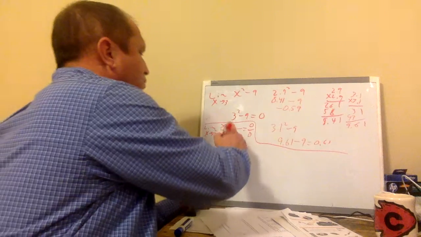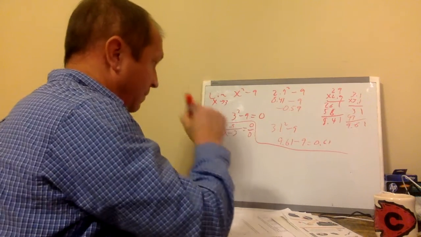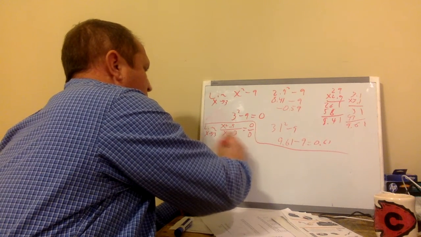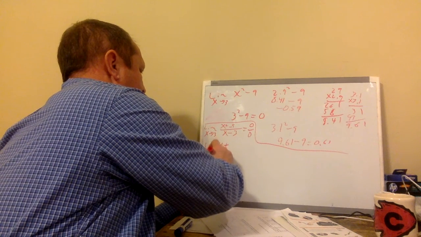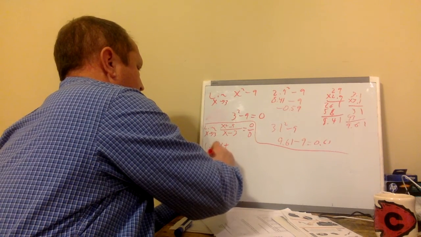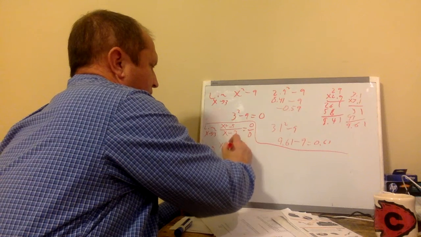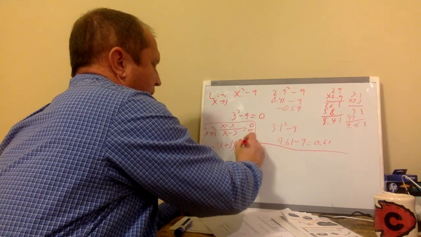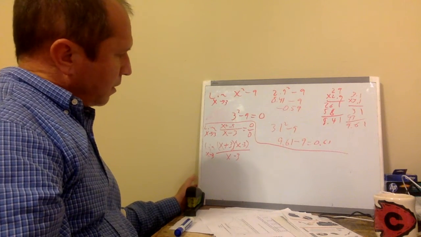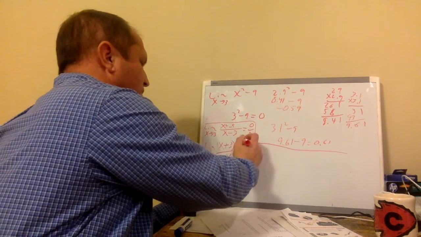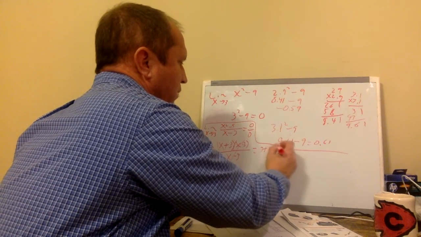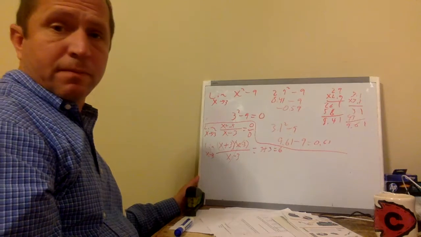Because what we can do here is we can actually reduce this equation. We can reduce this equation and we could say, okay, this is x plus 3 times x minus 3 over x minus 3. And then we can cancel these out right here, and we're left with 3 plus 3, which is 6.